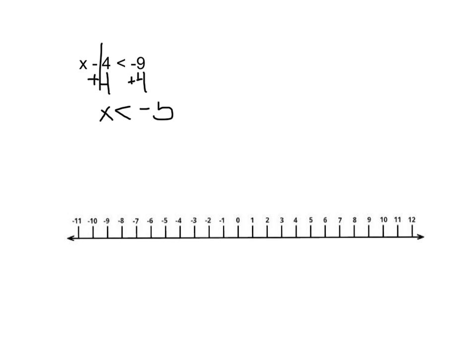negative 5. So to graph this with one variable, x is less than negative 5, we would go to negative 5 on the number line. If you recall, greater than or equal to or less than or equal to was a closed circle because it was also equal to. But greater than or less than was an open circle. Since this is less than negative 5, it's going to be an open circle.